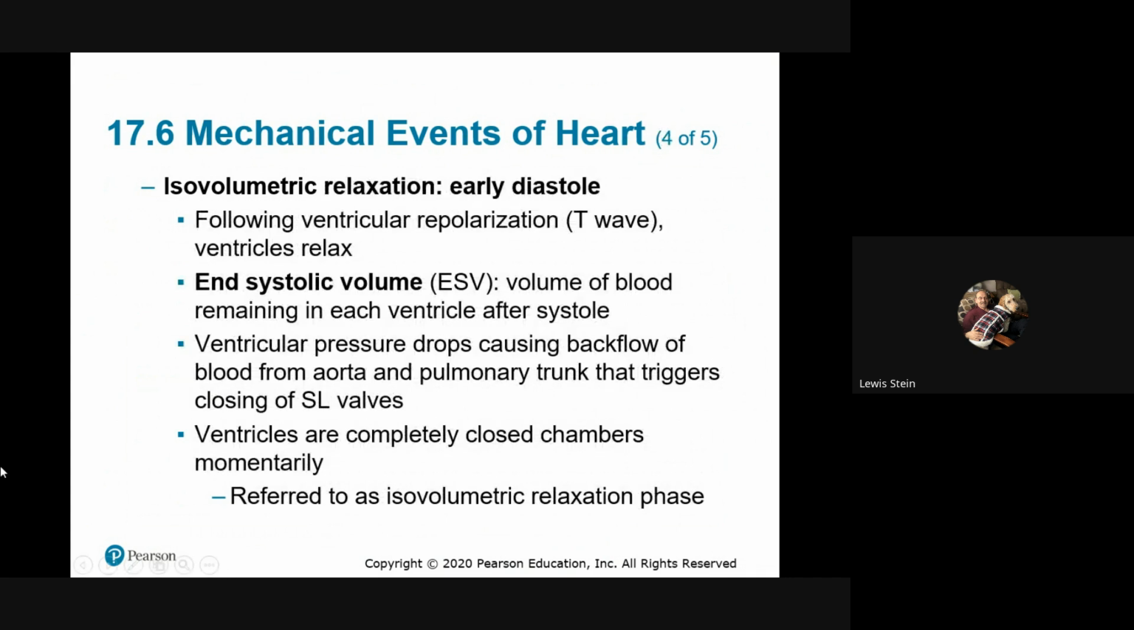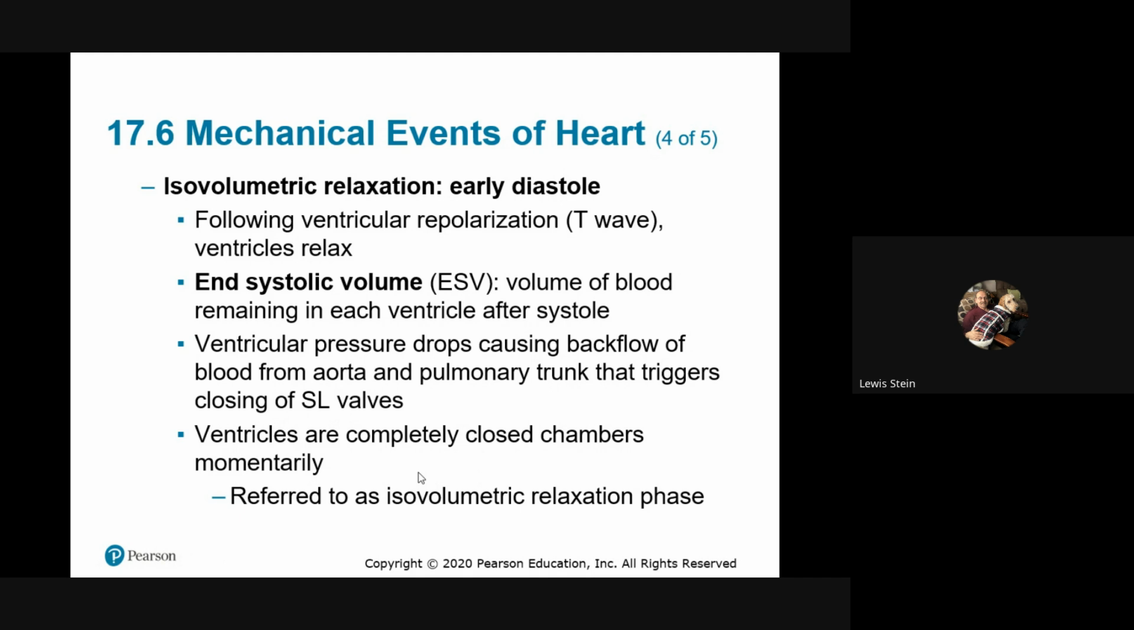At that point, they're going to start to relax. The ventricles will repolarize. The T wave, you'll see the ventricles start to relax. We are going to look at what's left, that amount of blood in each ventricle, which of course should be the same after systole. The ventricular pressure drops, causing a backflow of blood from the aorta and pulmonary trunk that triggers the closing of the semilunar valves. And now, temporarily, briefly, effectively, we have both sets of valves closed.